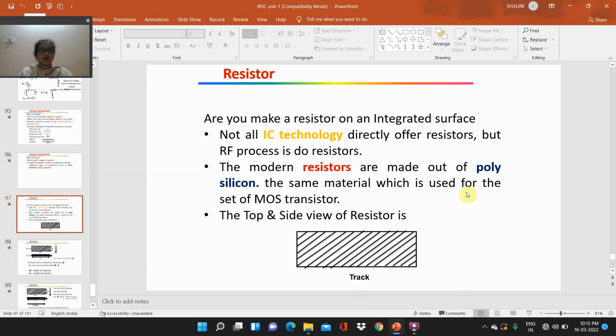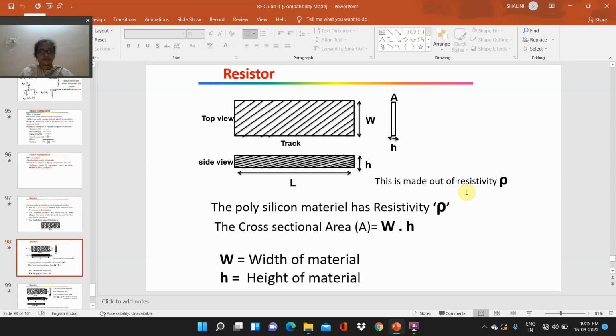So what is a resistor, or how do you make a resistor on an integrated surface? Not all IC technologies directly offer resistors, but RF processes do offer resistors. The modern resistors are made out of polysilicon, the same material which is used for the gate of the MOS transistor. The top and side view of the resistor track are given. The top view of the track is like this and the side view is like this. It will have length, width and height.